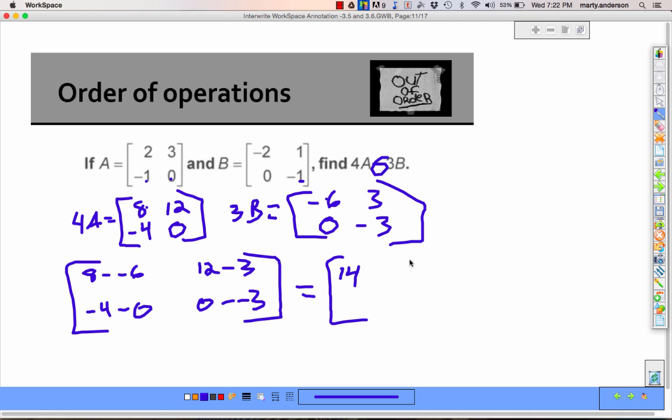12 minus 3 is 9. Did I hear a 9er in there? Negative 4 minus 0, negative 4. 0 minus negative 3, positive 3. So again, order of operations up here: multiply times 4, multiply times 3, subtract the results, and we end up with a 2 by 2.